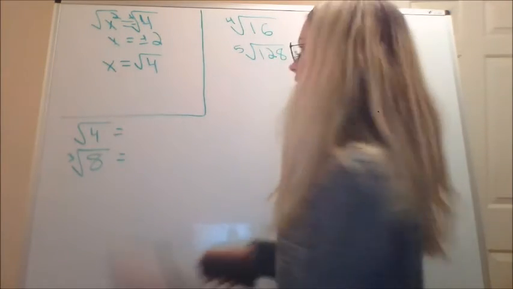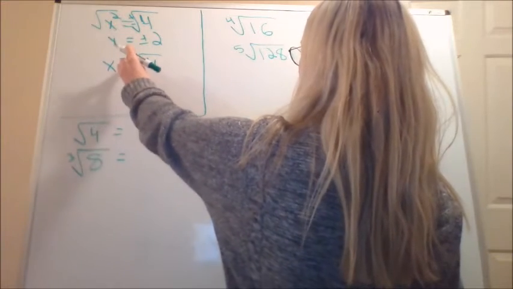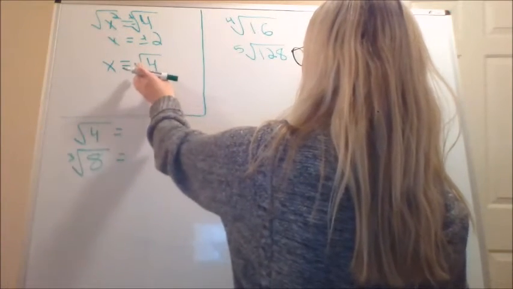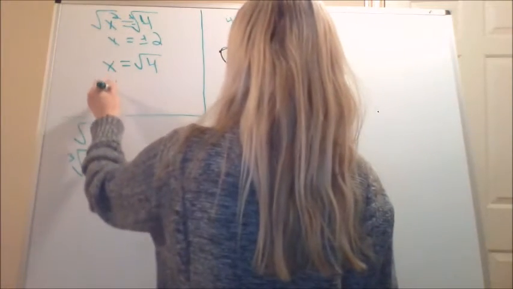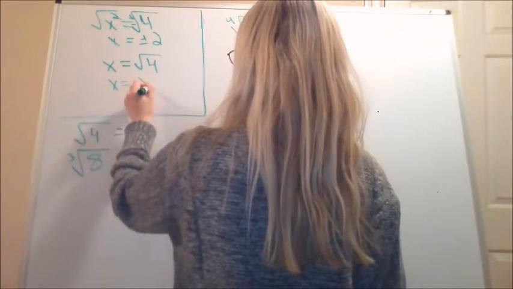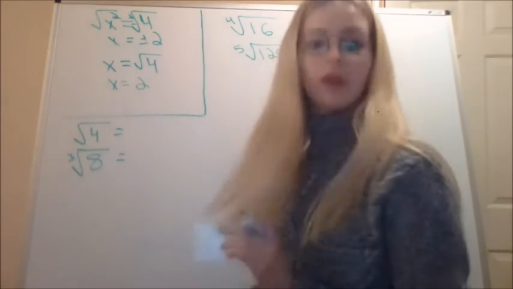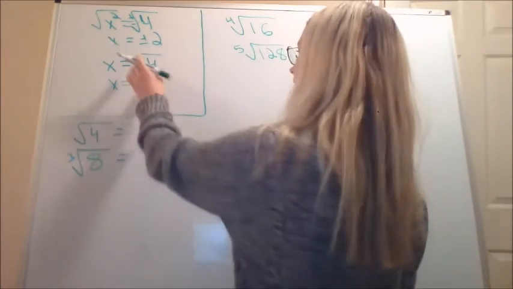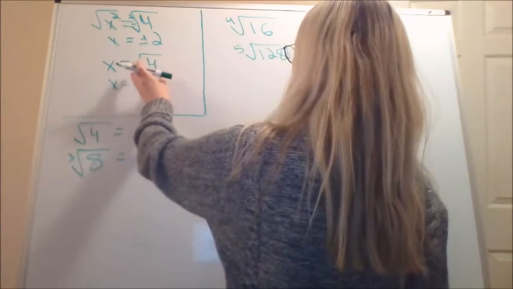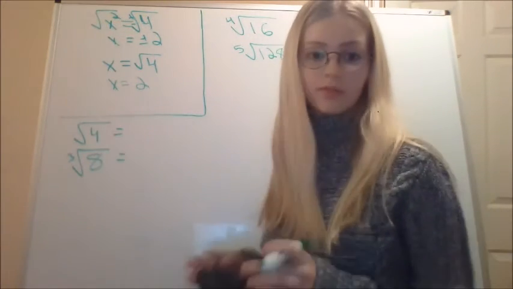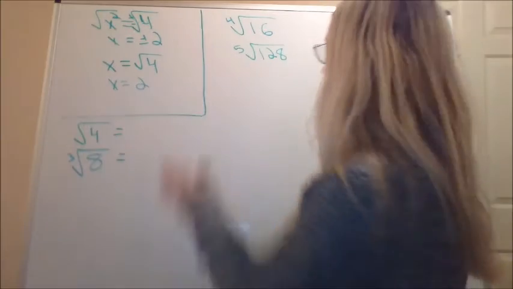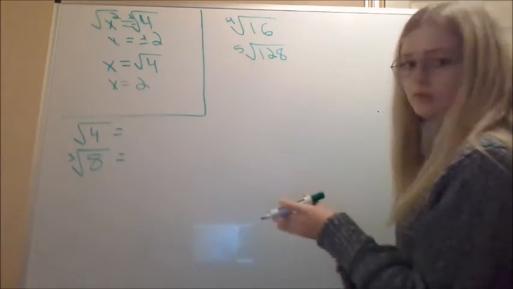However, in the principal root, when the square root is already in the problem to begin with, we only consider the positive solution. So that's the principal root. If the radical is already in the problem to begin with, we only consider the positive answer. So this being said, we can now learn how to reduce these roots.